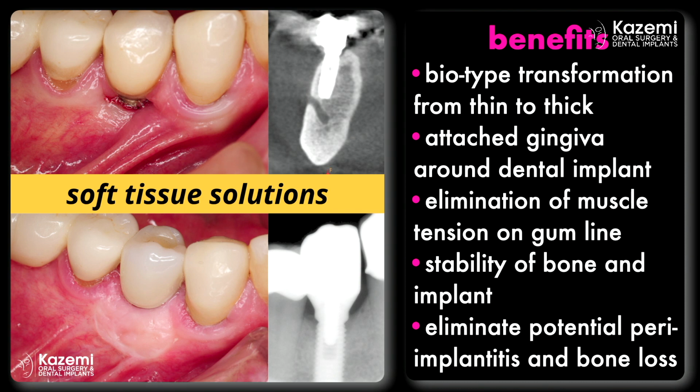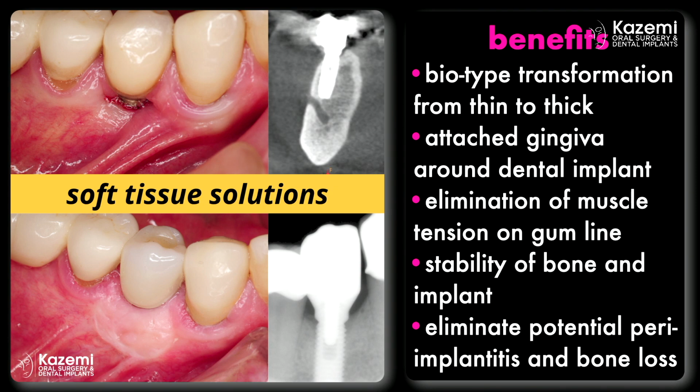So what are some of the benefits of this particular treatment approach? Well, first, we were able to effectively transform the biotype of this gum tissue from thin to thick. Second, we were able to develop a very good zone of attached gingiva, which is quite resilient against recession and also provides more protection to the underlying bone and implant.